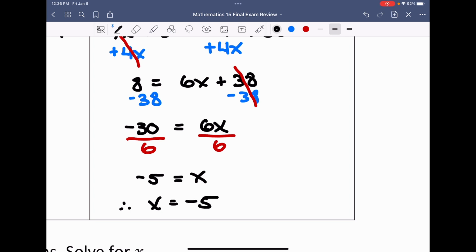That's more common on a multiple choice, for it to be written like this rather than written like this.